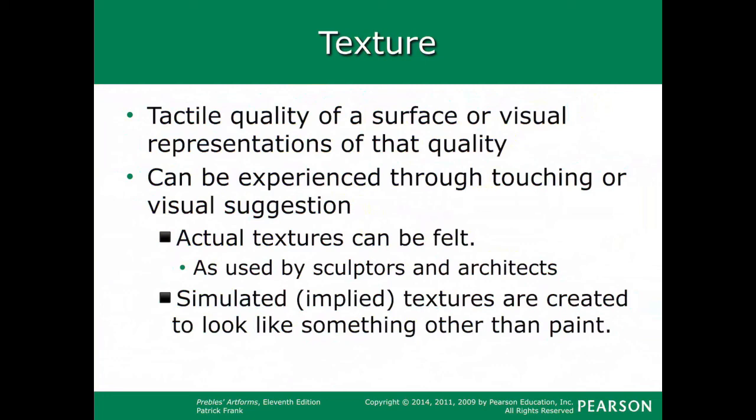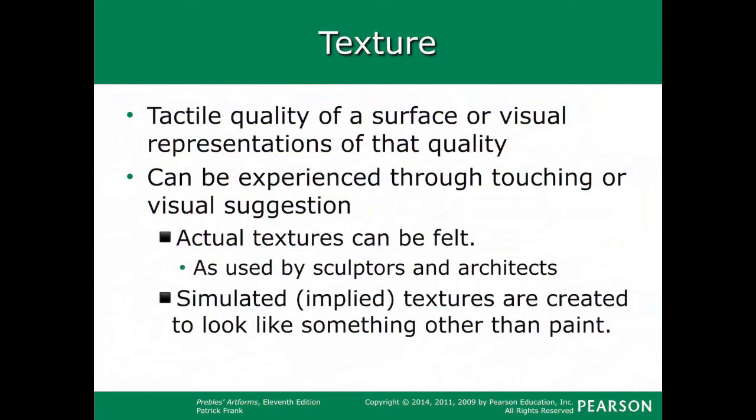And so we're going to talk about another visual element, texture. It is the tactile quality of a surface or visual representation of that quality. So it is, if you can imagine, touching something and noticing its quality. Is it soft? Is it smooth? Is it rough? And so on. It can be experienced through touching or visual suggestion. Actual textures can be felt, especially in three-dimensional works or architecture.